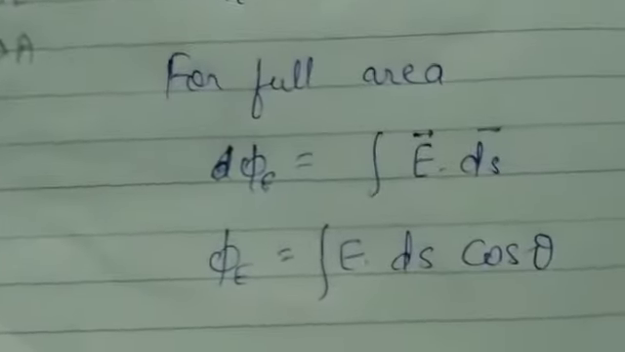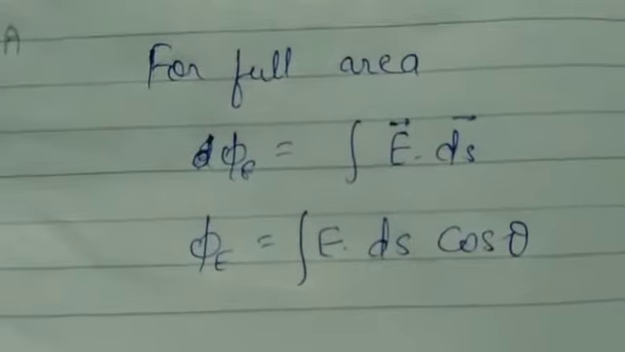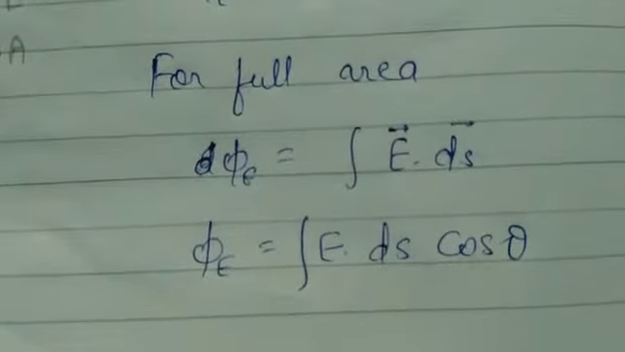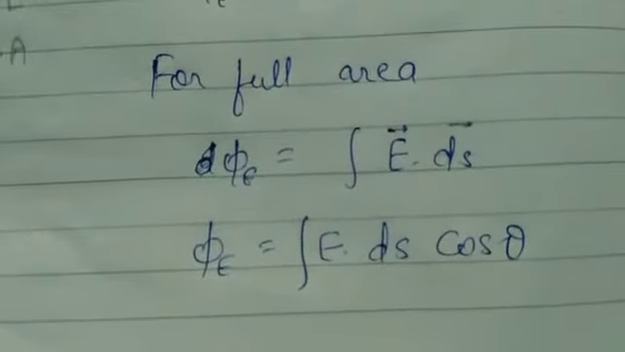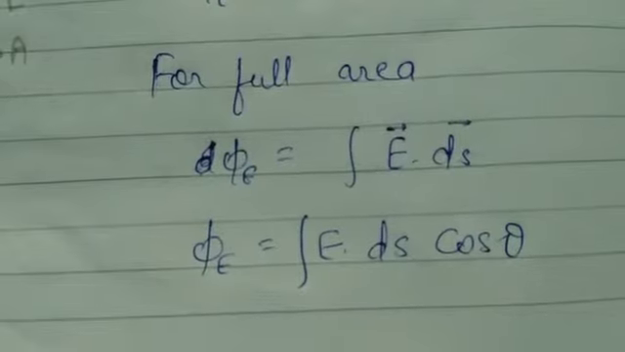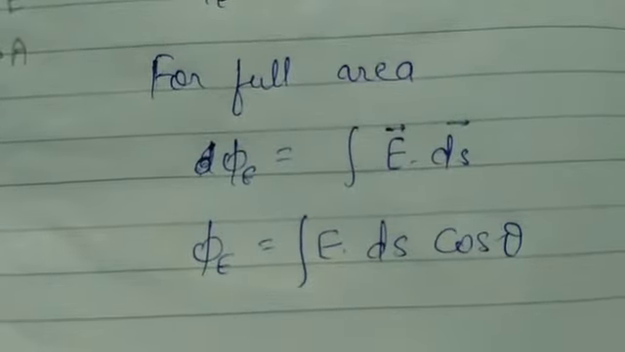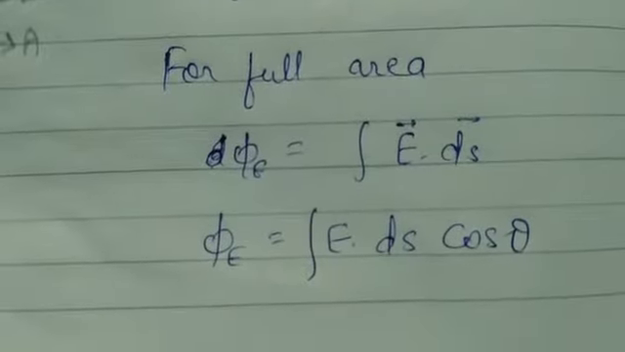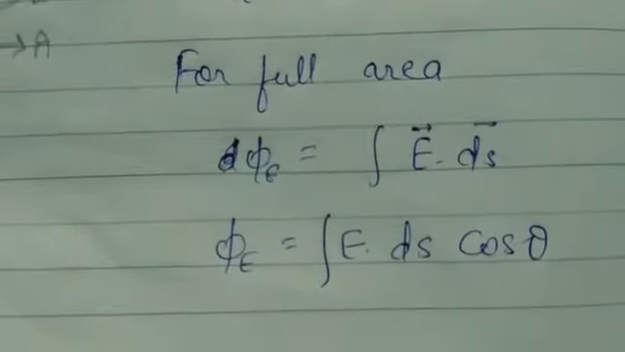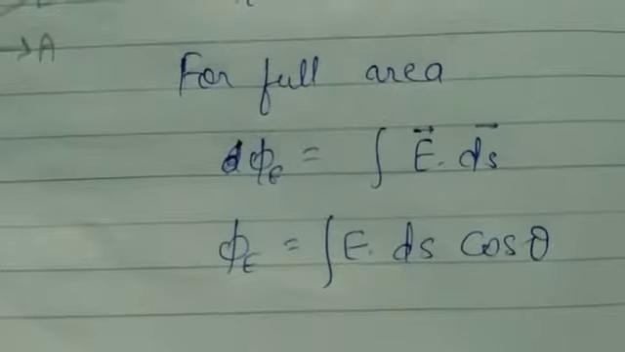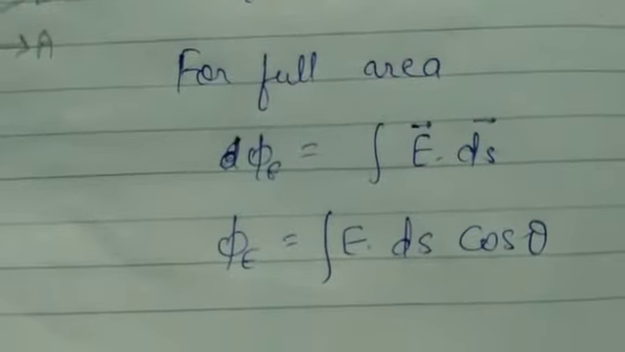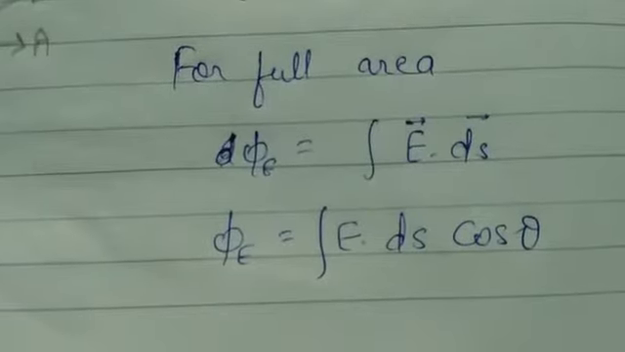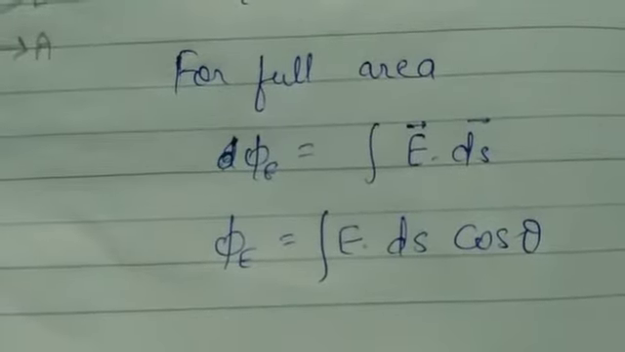So what will be the full area? Phi E equals the integration of E into ds. Since a dot product is there, we can write it as E into ds cos theta. So wherever we now use the term electric flux, we are not going to write E into A directly, but we will write the integration of E into ds.